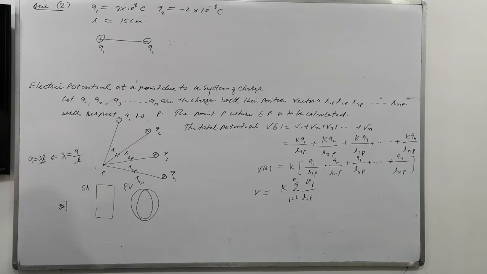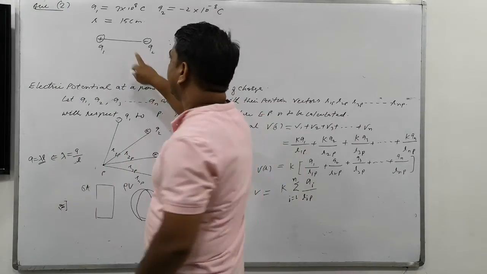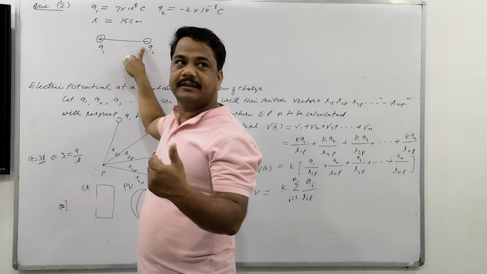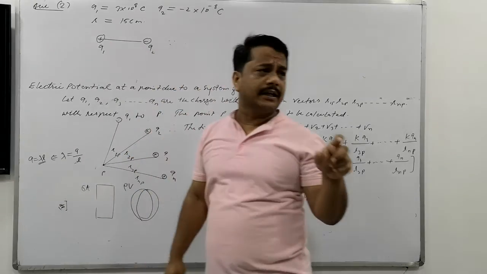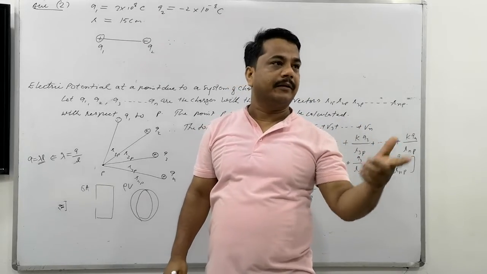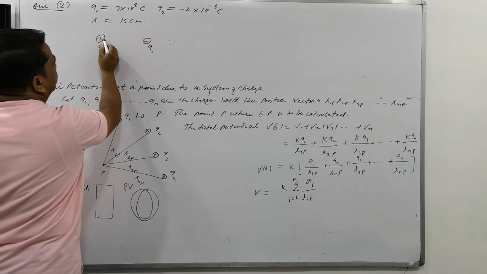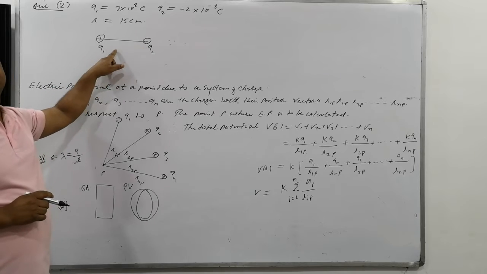Go on writing this. At what point on the line joining the charges? Is that clear? There are two points, charges are there, and this is the line which is joining the two charges. The question is asking where the electrostatic potential is zero. We want to find out the point where the electrostatic potential is zero. Here it is negative, here it is positive, right?